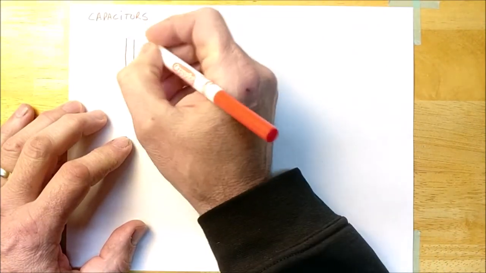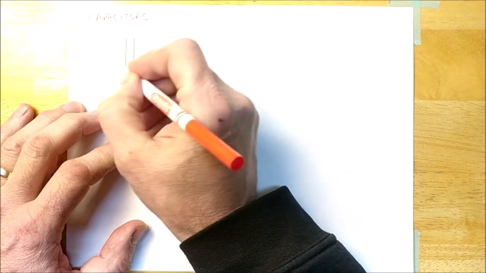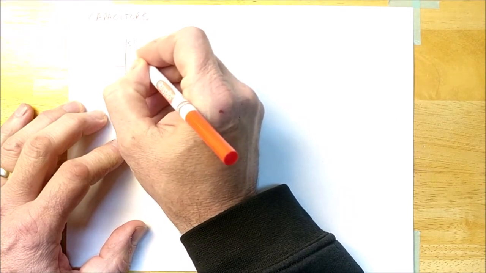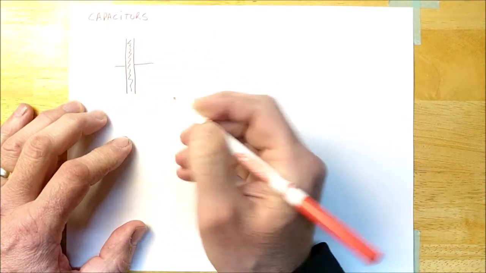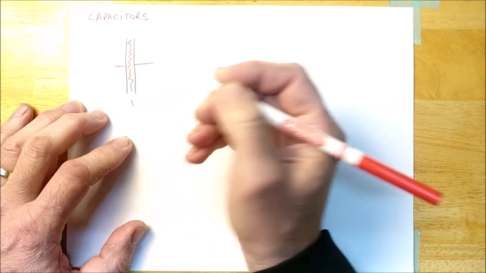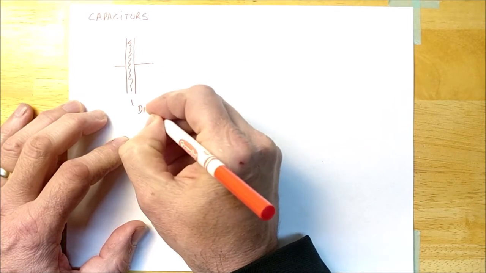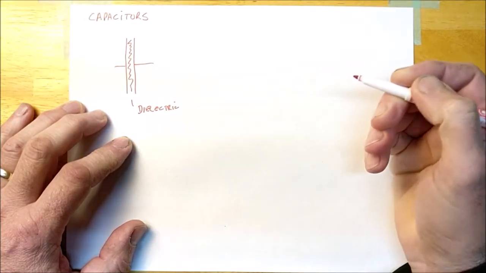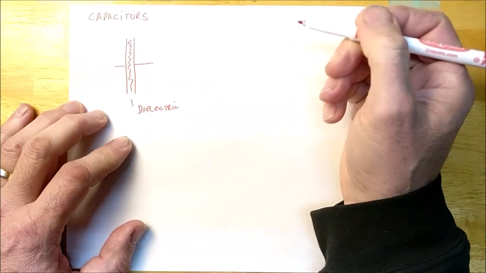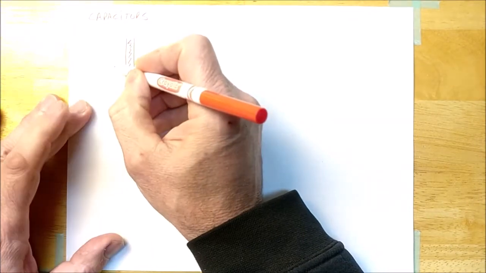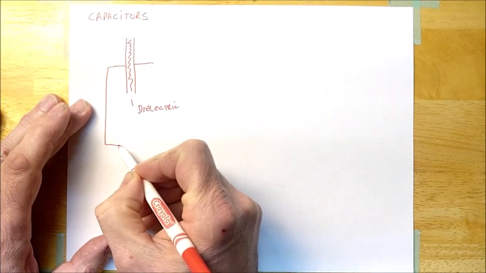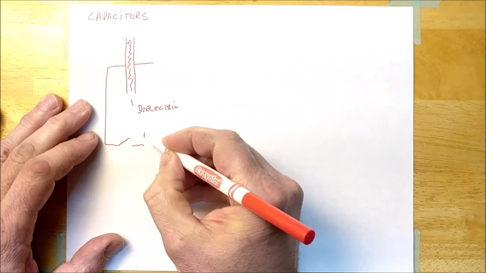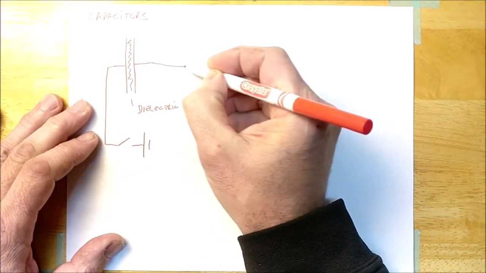Two conductive plates with some leads connected to them, and then in between those two conductive plates there's an insulator, and that insulator has a special name. It's called a dielectric. Okay, now that's all there is to it. And you would think that if you connected it to a DC circuit with a switch like this, if you close the switch nothing would occur.